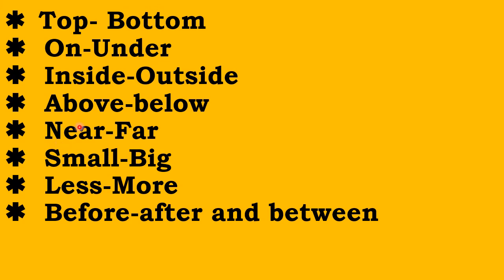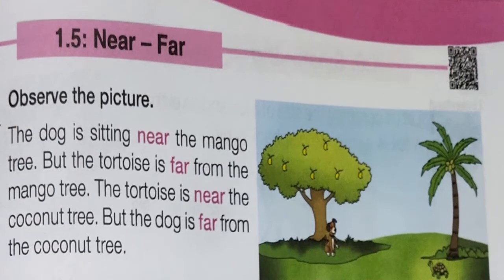Next now we are going to see near, far. Okay children, next small, big, less, more, before, after and between. Today we are going to see these four things. Okay children. Now we are going to see near and far. What is this near and far? It is a distance. Distance from the dog, from where it is, where the place is.